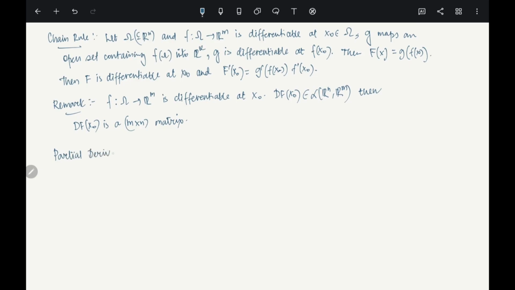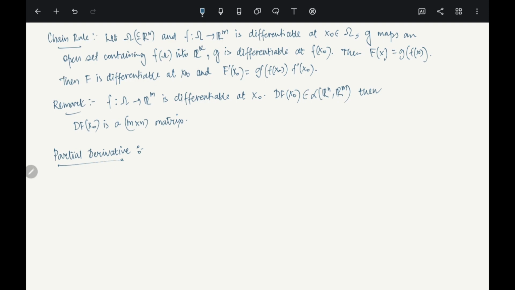And please remember this, I am skipping a lot of ideas here, since it is assumed that you already know this. Okay, so what about partial derivative? See, essentially what we are doing is we are basically looking at derivative in a particular direction, right? Not in any arbitrary direction, but the unit directions.